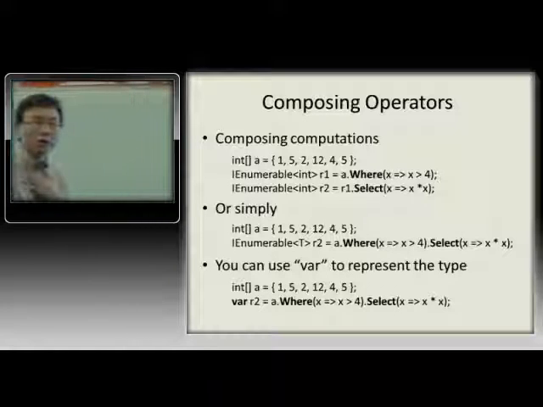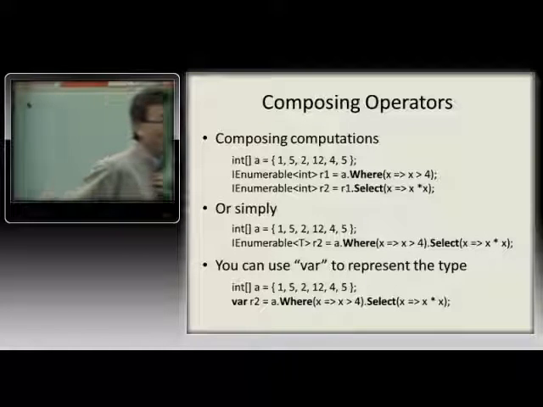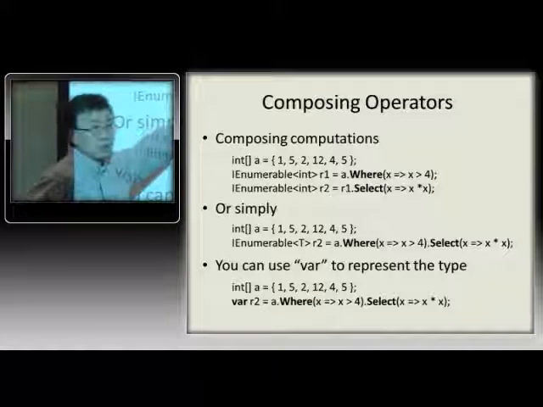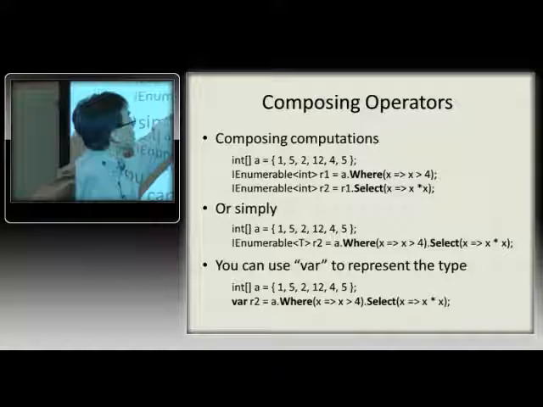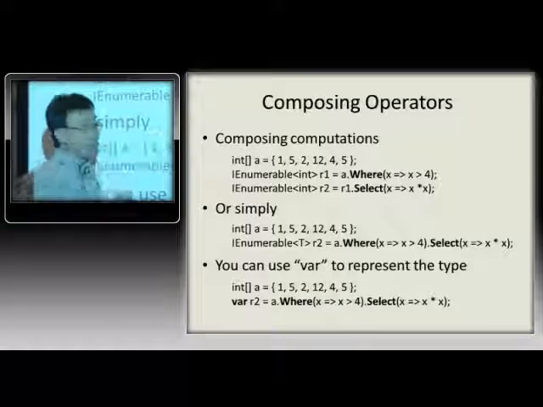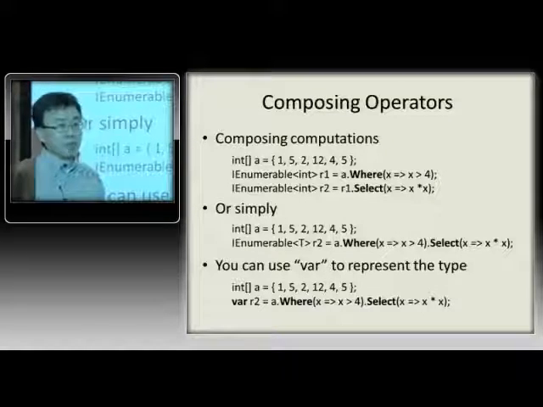What do we specify for T? If I don't specify the type for R2, what will it take that as? If I don't specify this, it's going to be a compiler error.